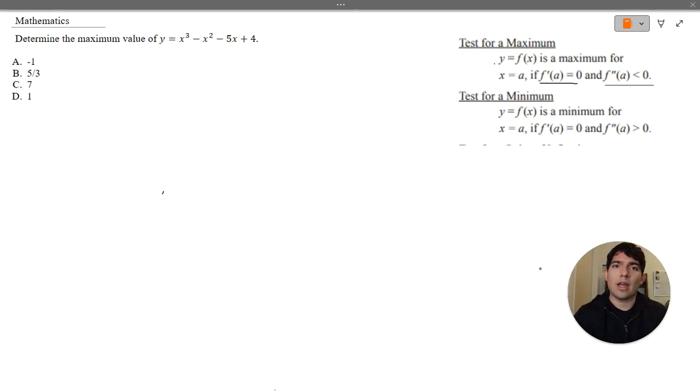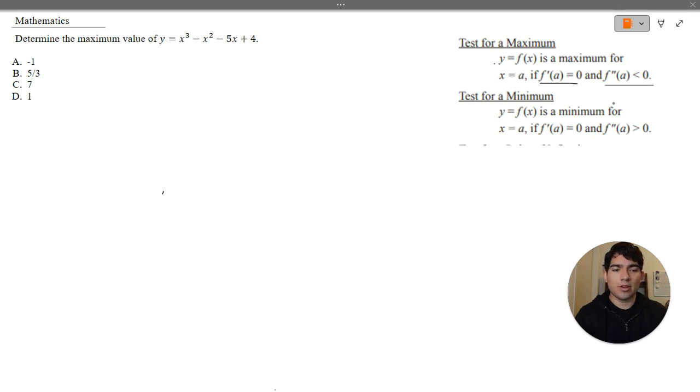Today I have another FE review problem for you. In this case I have a mathematics problem which is calculus. In this one we need to determine the maximum value of a given function, and in order to do that we are going to use the test for a maximum. You can find the test for a maximum and test for minimum on page 45 of the FE review manual.